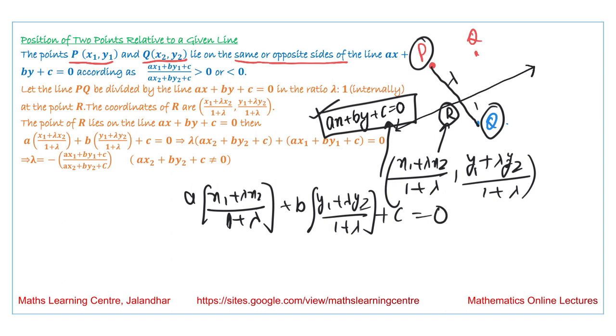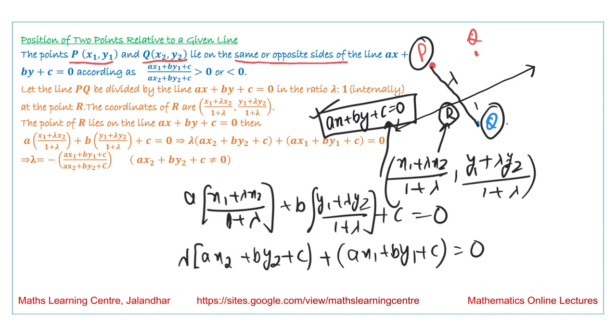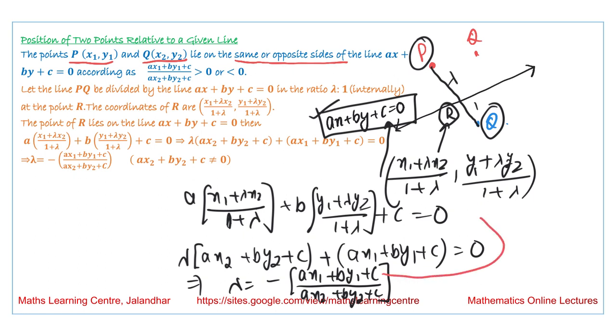On solving this, if we take the LCM and take lambda common, we obtain lambda into (ax2 plus by2 plus c) plus (ax1 plus by1 plus c) is equal to 0. So this implies that the value of lambda is minus of (ax1 plus by1 plus c) divided by (ax2 plus by2 plus c). So what we are saying is that we have substituted x1 and y1 in this equation, and we are talking about the ratio of these two. We have calculated the value of lambda as this.